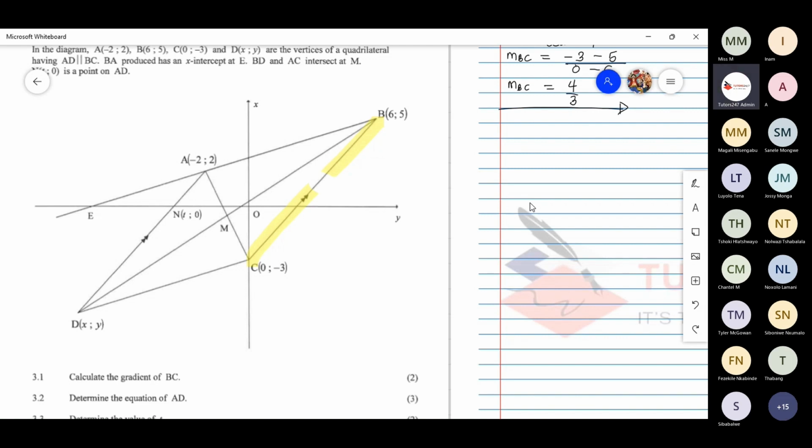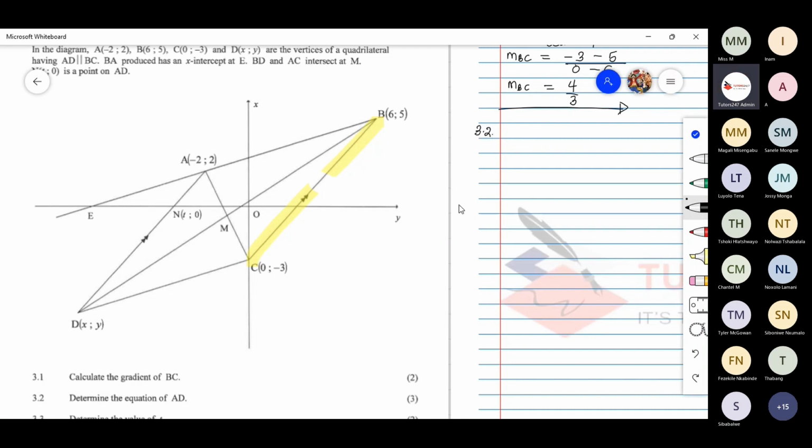Now the second criteria that we need is the gradient of AD. How do we find the gradient of AD? We do not have the coordinate D, therefore we cannot use our traditional method of calculating gradient. If you go back to the formula sheet that I sent earlier, you'll see one of the options refers to parallel gradients. Whenever the lines are parallel, the gradients are equal. So let us attempt question 3.2.